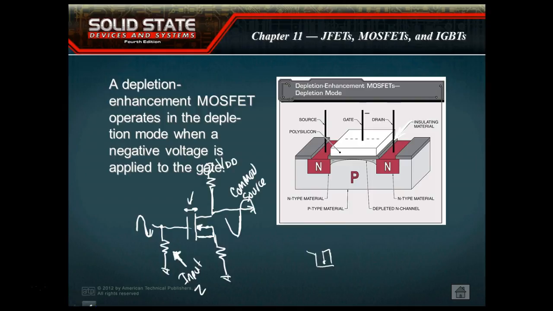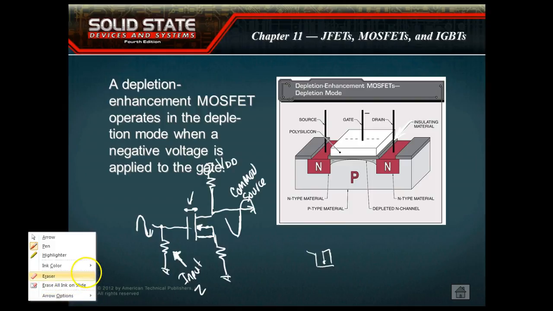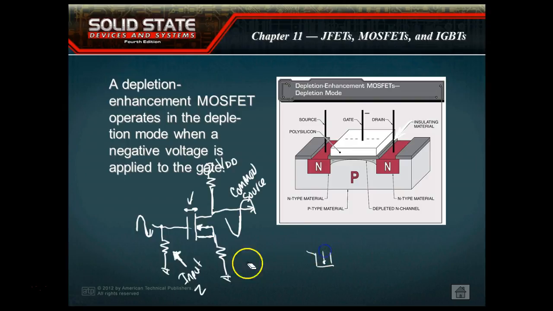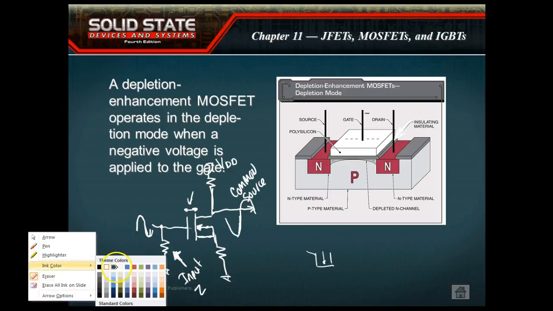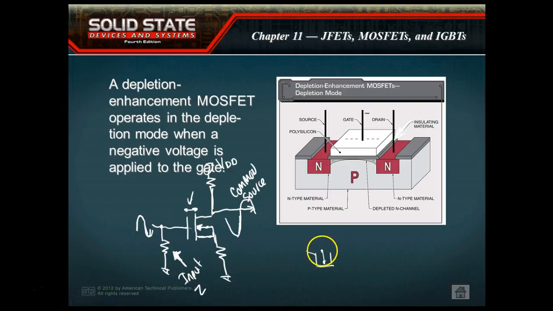Oops, wrong way, Rich. The source would be on the other side. So the source would be over here. So a common gate, we connect this to common. We bring our input straight in here. We bring our output over here. We have an input resistor right here. We'd have an output resistor right there. This would be a common gate using a DMOSFET.